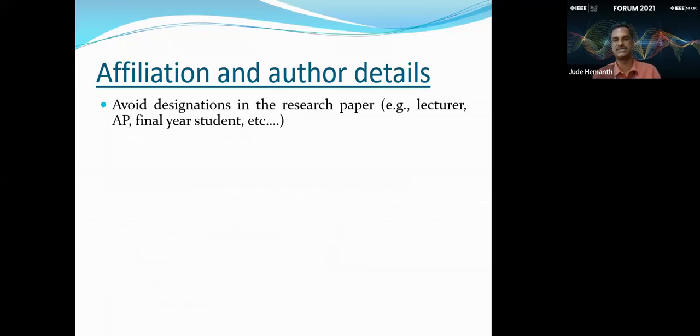Avoid designations in the research paper. Lecturer, assistant professor, professor, director, principal, final year student. I have seen lots and lots of different stuff like this. These will show a low quality paper. These are signs and symptoms of low quality papers. You take any IEEE transactions, any Elsevier or Springer or top class journals and tell me whether any paper has these designations. It will not. Only in the affiliation part you will have, but never ever give your designations. Your department and your university name is more than enough.